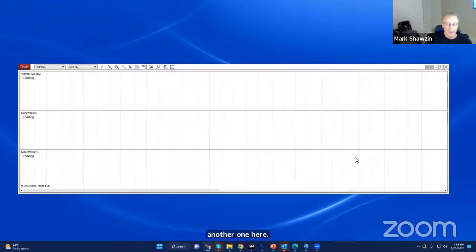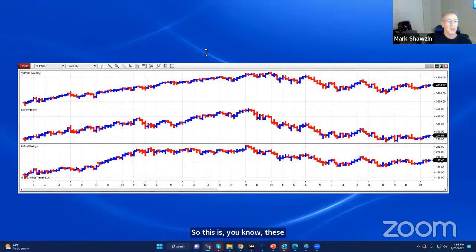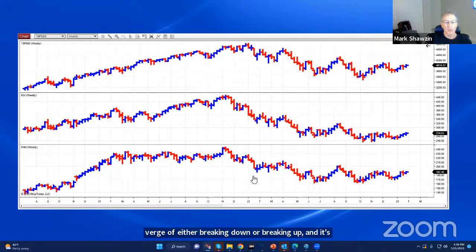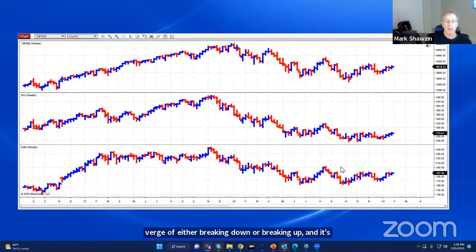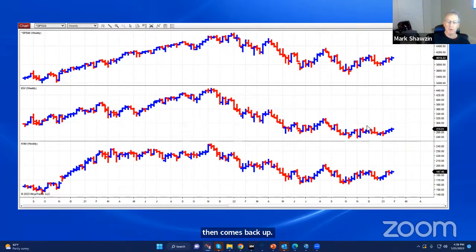These charts have been on the verge of either breaking down or breaking up, and it's been kind of this game for a while now. What is this market going to do? And today on the Microsoft news, the markets plummeted, but then they came back. And that's the sign of a bullish market. When a market absorbs bad news and then comes back up, that is pretty bullish price action.